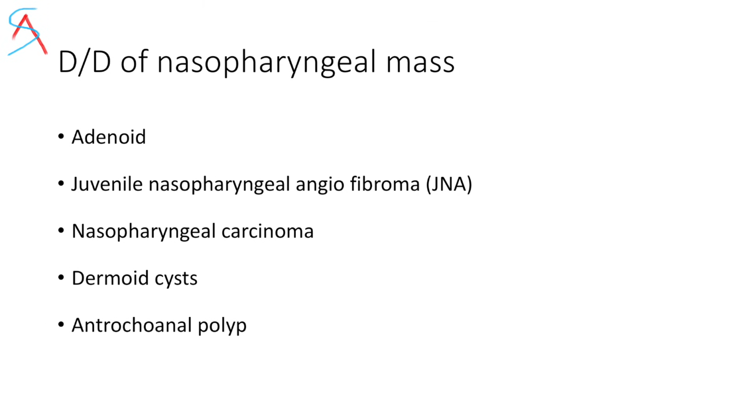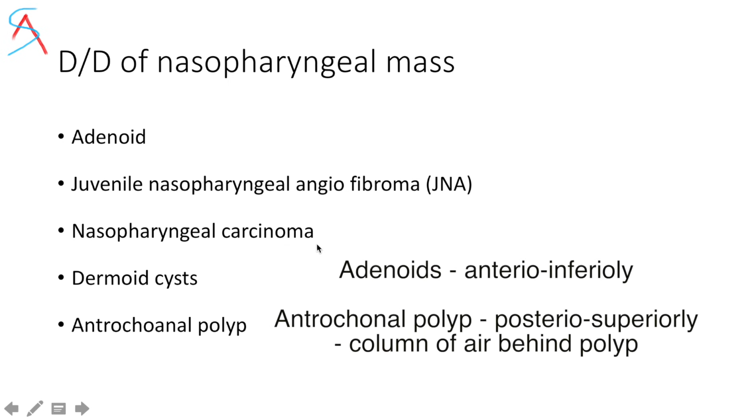So what are the other masses which could be present in the nasopharyngeal space? The first could be adenoid, the other could be juvenile nasopharyngeal angiofibroma, nasopharyngeal carcinoma, dermoid cyst, or antrochoanal polyp. Adenoids are anterior-inferiorly, antrochoanal polyps are posterior-superiorly, which gives the crescent sign. Antrochoanal polyps are differentiated from angiofibroma by the presence of a column of air behind the polyp.